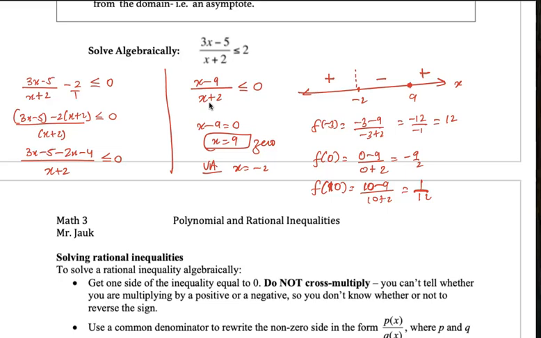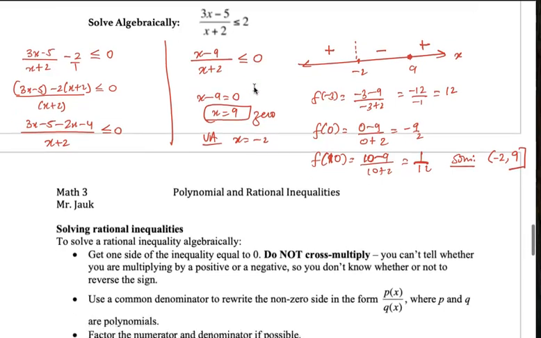Where is it less than or equal to 0? Where is it negative? We look at this because we transformed it: between minus 2 and 9. Is minus 2 included or excluded? Excluded. 9? Included. Okay, I get it. It's very easy. I just need to learn the inequality way of writing.